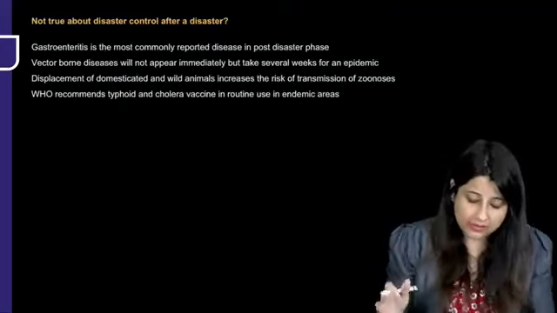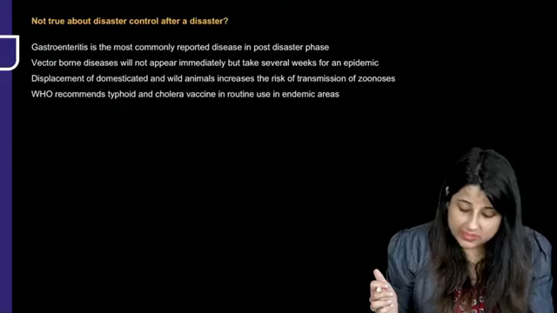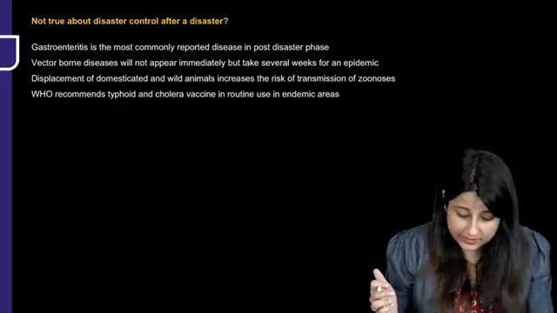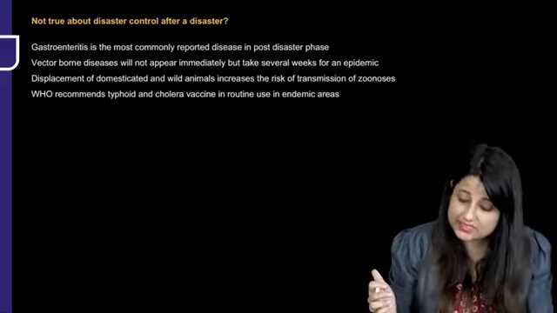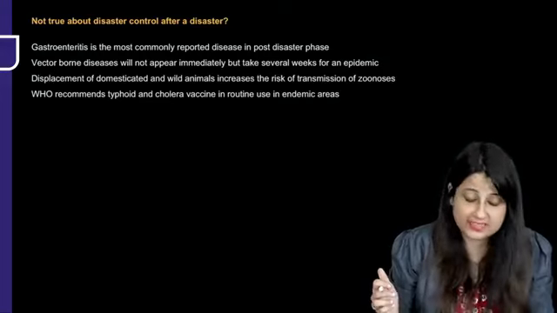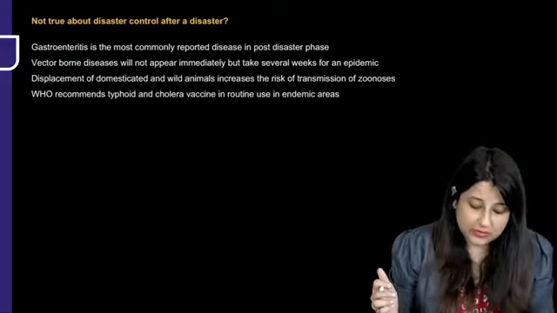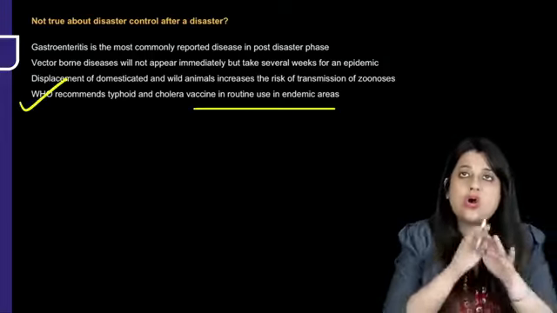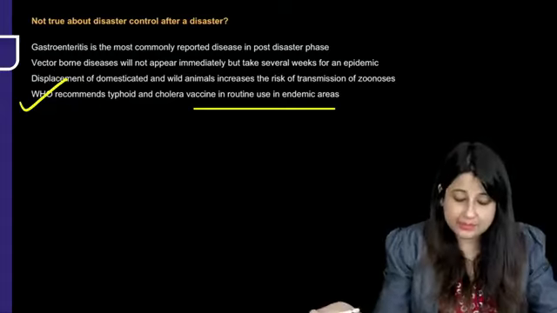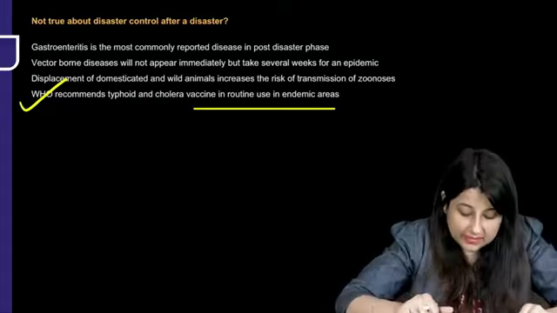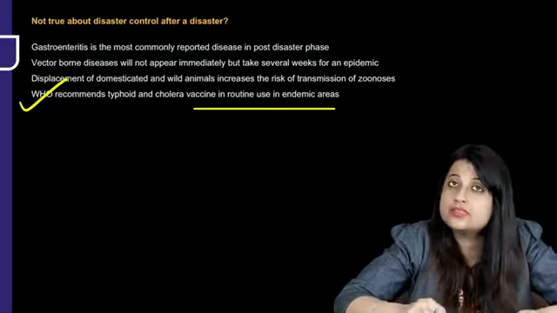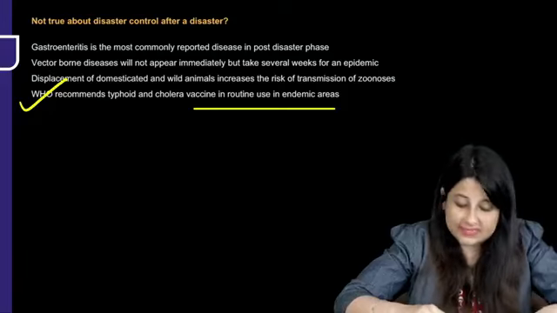All right, let's see one MCQ: not true about disaster control. Gastroenteritis is the most commonly reported disease. Yes, in the post-disaster phase. Vector-borne disease, I told you, will not immediately appear. Yes, displacement of domestic and wild animals increases the risk of transmission. Of course, zoonotic disease risk increases. WHO recommends typhoid and cholera vaccine in routine use in endemic areas. No, all vaccines are contraindicated except which one? Measles. But please remember, very, very important, if you have health professionals, then we can give them all the vaccines except measles.